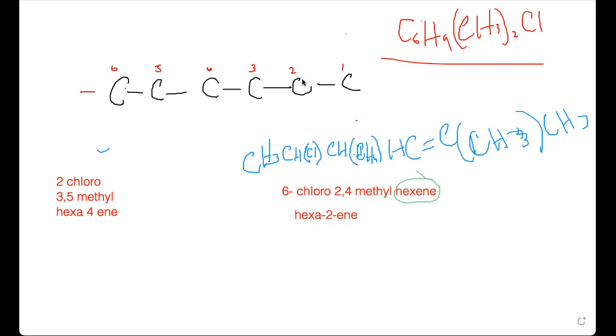Okay. So at the second carbon, we have chloro, Cl. At 3 and 5, we have methyl. At 3 and 5, you can write methyl upside or you can write methyl downside. Both are acceptable. CH3, and at 5, we have methyl CH3. And hexa-4-ene means at the fourth carbon, we have a double bond. First carbon, second carbon, third carbon, fourth carbon. So the double bond is starting from the fourth carbon. This is the structure of 2-chloro-3,5-methyl hexa-4-ene. Yes. Any confusion? No, it's clear to me now.